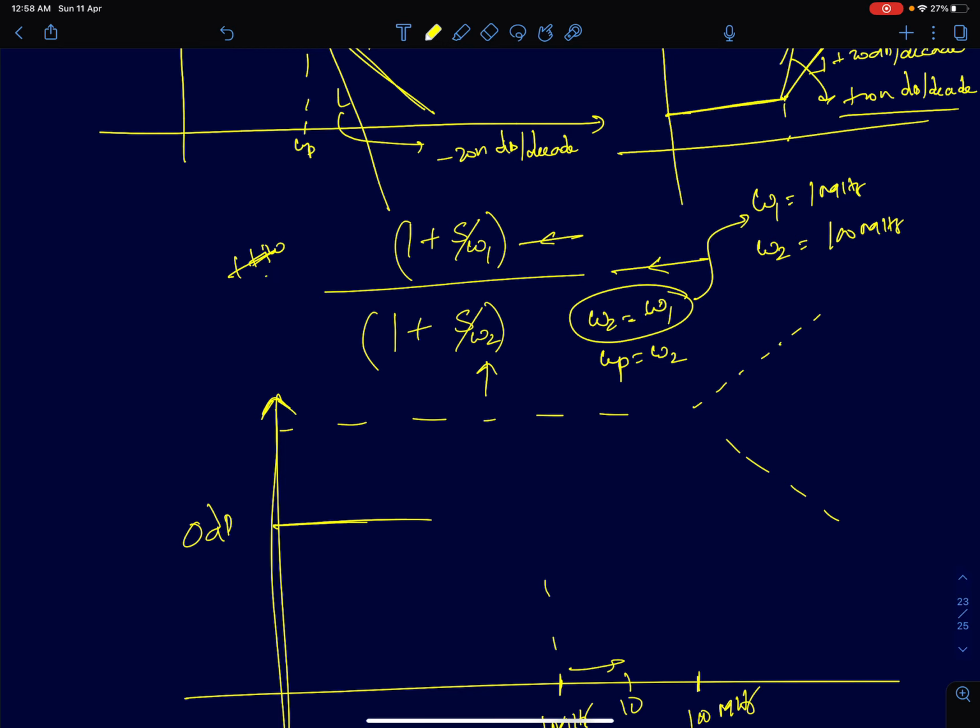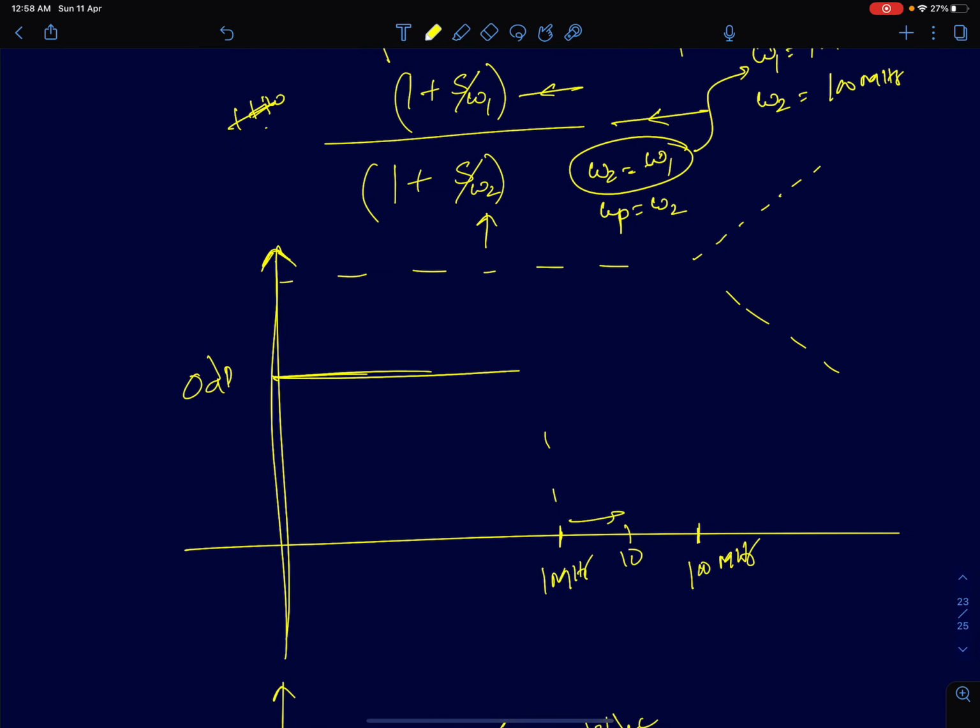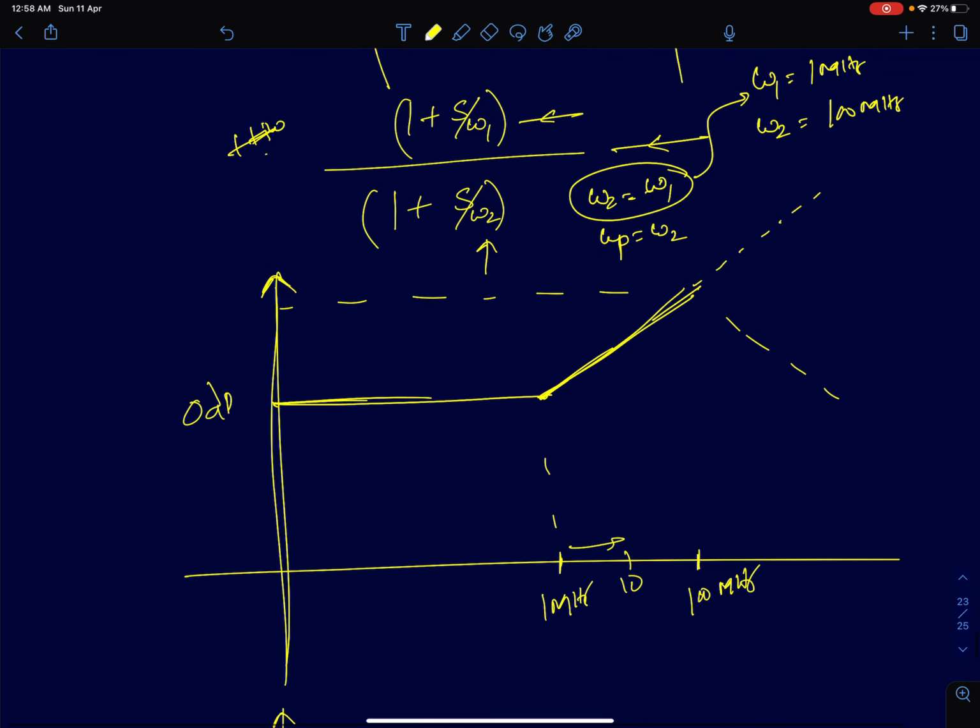So first you will encounter a zero. The moment you encounter the zero, the gain will start increasing with a slope of plus 20 decibels per decade, because it is 1 + s/ω0, plus 20 decibels per decade. Now this increase will keep on continuing till 100 megahertz. That's where you encounter a pole.